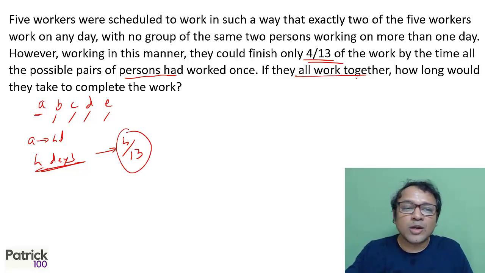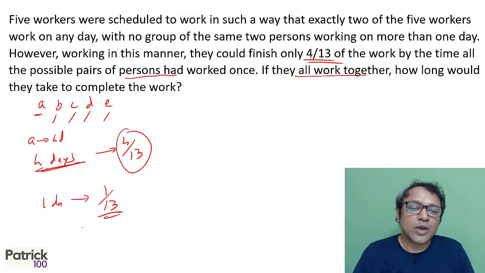That means if they all work together, how long would it take? 4/13 of the work in 4 days. So to complete the work, it will take 13 days, right? That means in one day they will complete 1/13 of the work. So together they will complete the work in 13 days. So the answer will be 13.